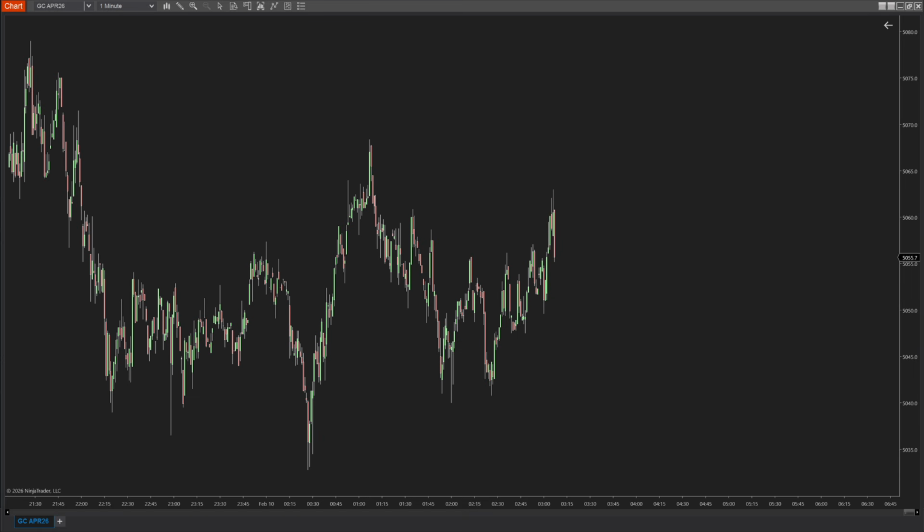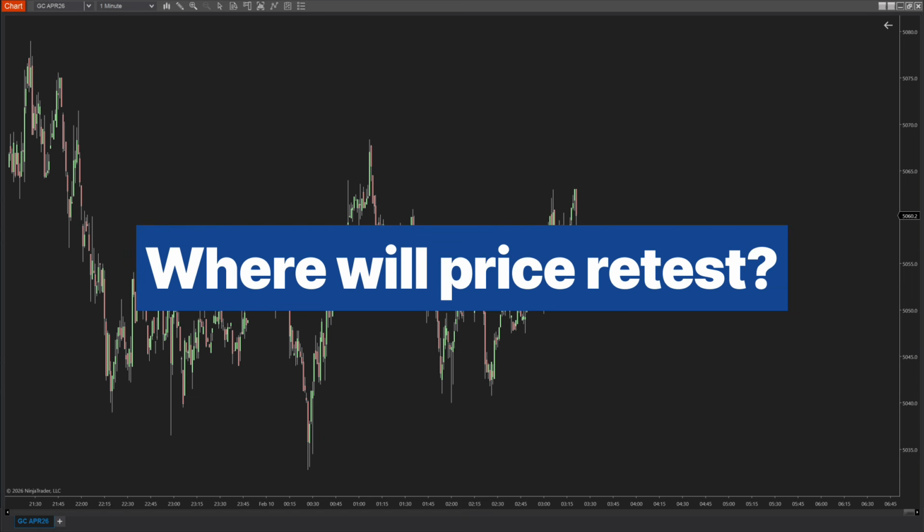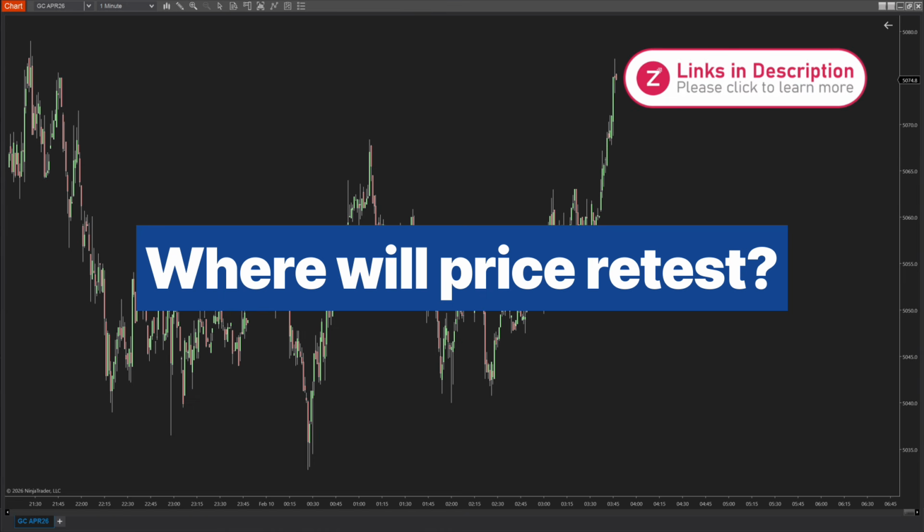When a breakout has already occurred and price starts to pull back, the question is no longer, did a breakout happen, but a much more difficult one. Where will price retest?